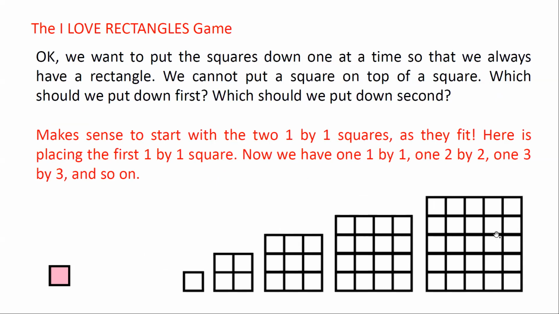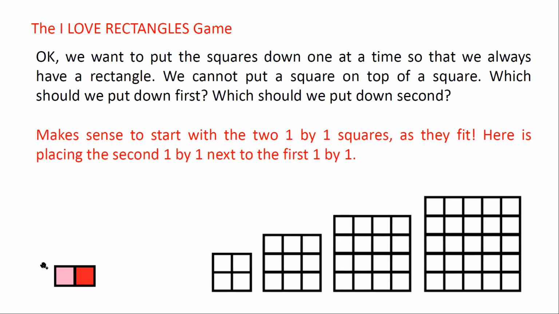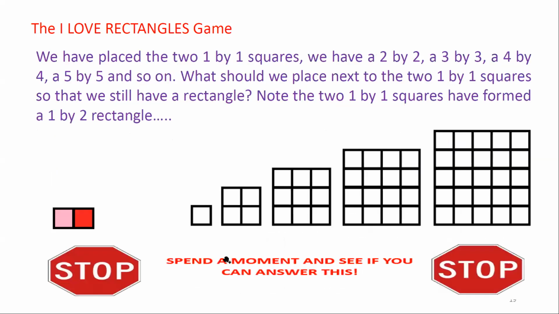And now when we look and see what we have left, what should we put down next? The 1 by 1. Another 1 by 1. If we put them next to each other, we now have a 1 by 2 rectangle. If we have a 1 by 2 rectangle, we should put down the 2 by 2. So we're going to stop, let you think about this for a second, and see what you can put down next.